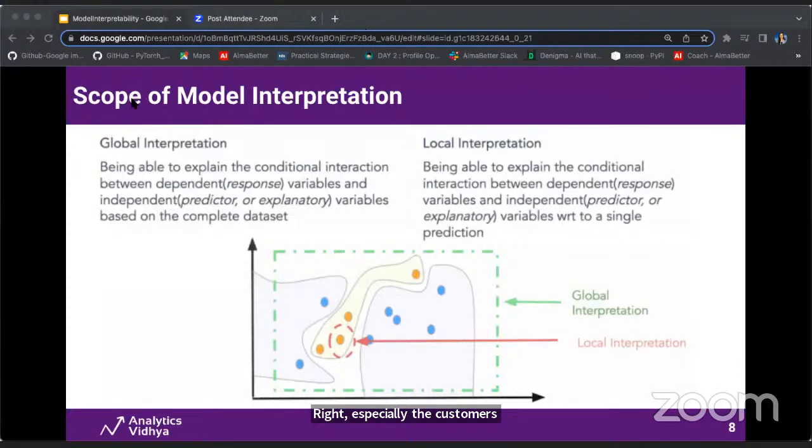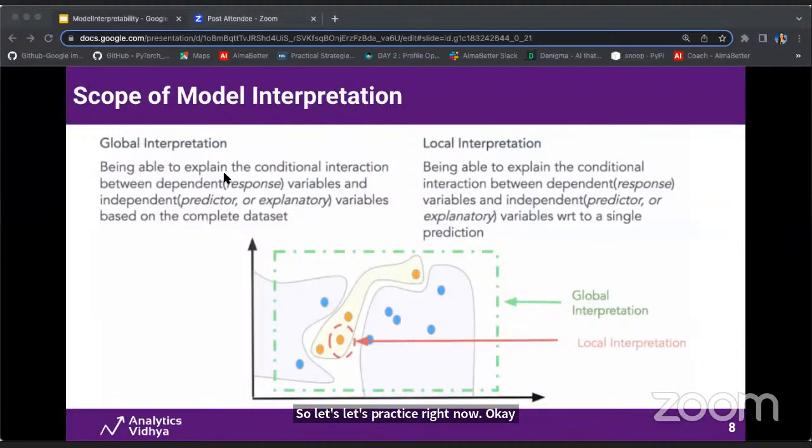Cool. Now comes the scope of model interpretation. Okay, I can see a lot of questions. We will take them at the end. Let me just complete some of these slides and then we'll try to take up your questions because these slides may answer your questions, right? Eventually. So let's progress right now.